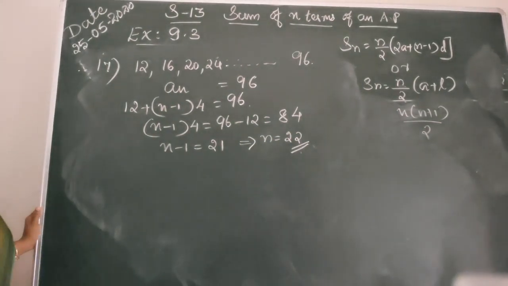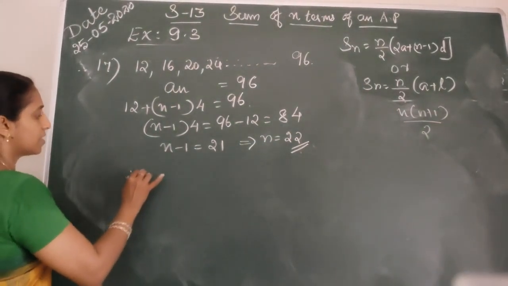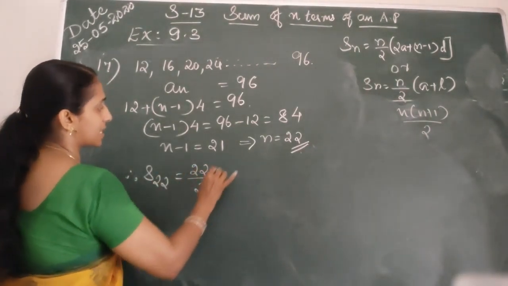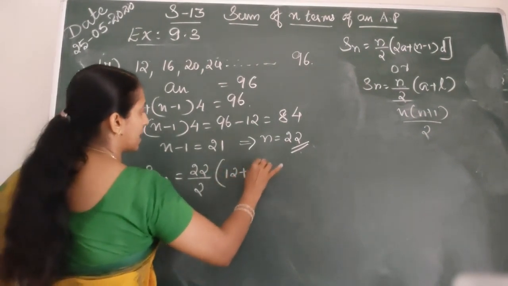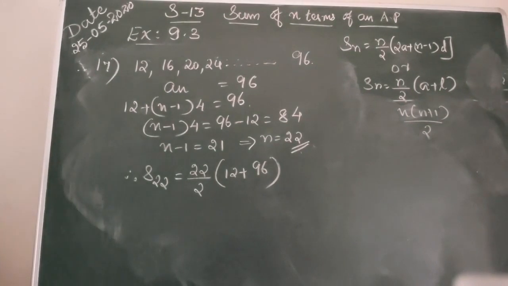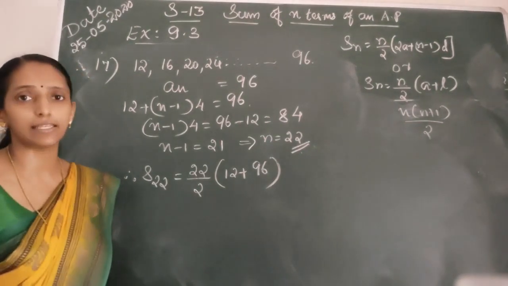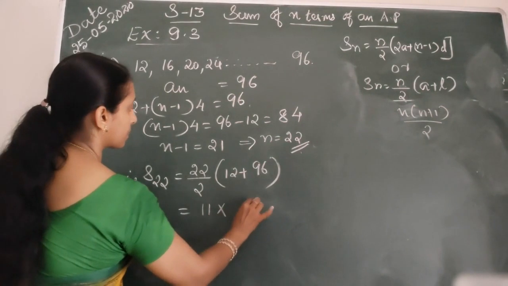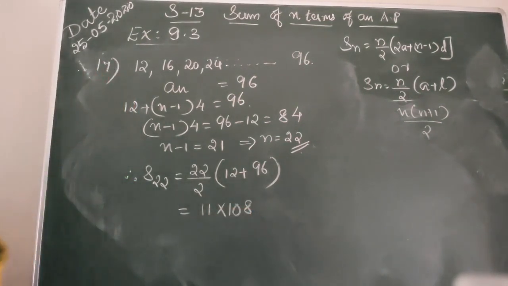Now you have to calculate the sum of 22 terms. Therefore, S22 is equal to 22 by 2. I am applying the second formula, A plus L. Right? Simplify A plus L and find the value of S22. 22 terms are there from 12 to 96, the multiples of 4. And then you can calculate 1080 plus 11, 1091. Ta-da.